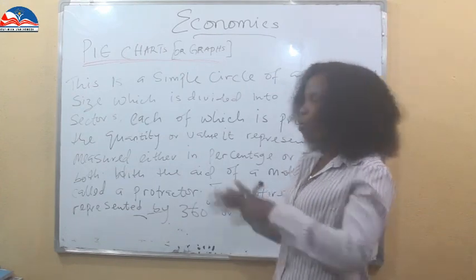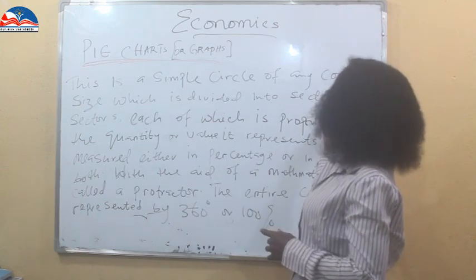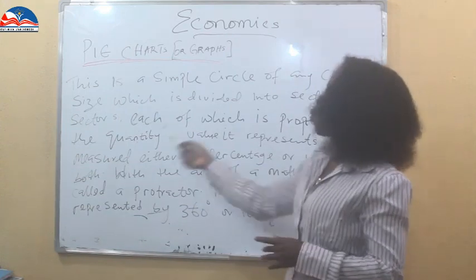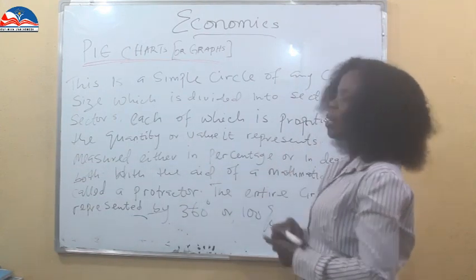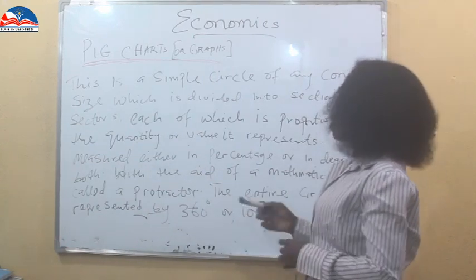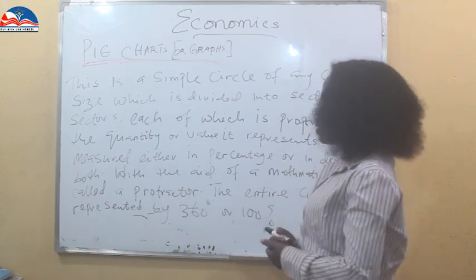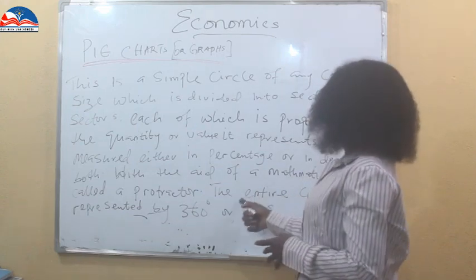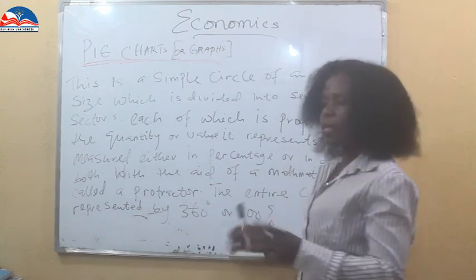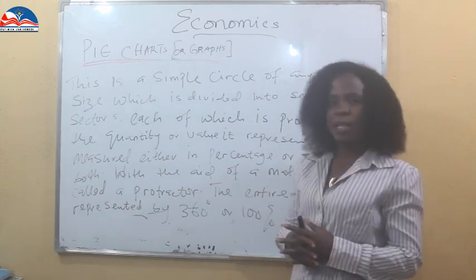This is just a simple circle of any convenient size which is divided into sections or sectors, each of which is proportional to the quantity or value it represents. It's measured either in percentage or in degrees or both, and this is done with the aid of a mathematical device called a protractor. The entire circle is represented by 360 degrees or 100%. We'll take an example to see how we can explain this.